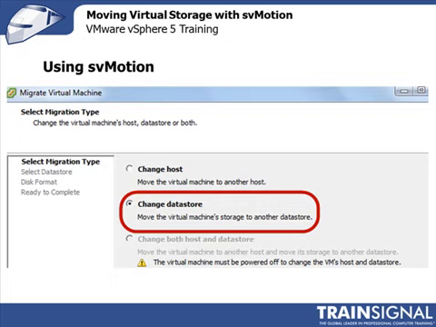Now it's time to give Storage vMotion a spin. Unlike when we used vMotion where we changed the host that the virtual machine was on, this time we'll be changing the data store that the virtual machine's disk file is located on by using the Change Data Store option inside Migrate Virtual Machine. Let's go over to the vSphere client and give it a try.